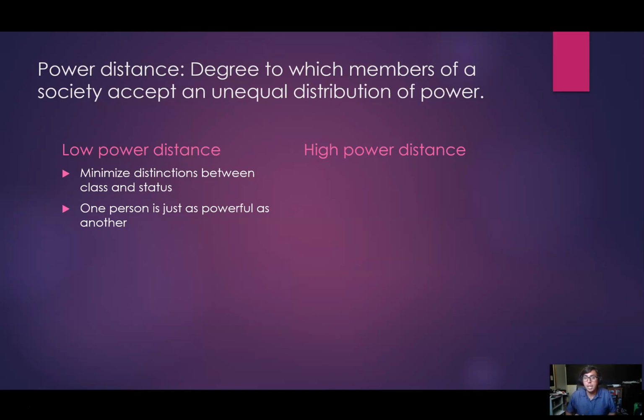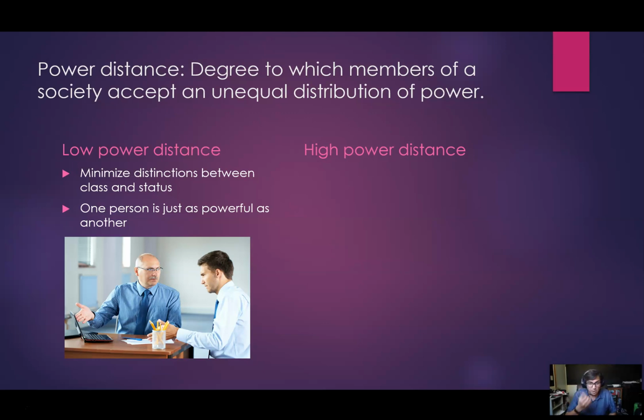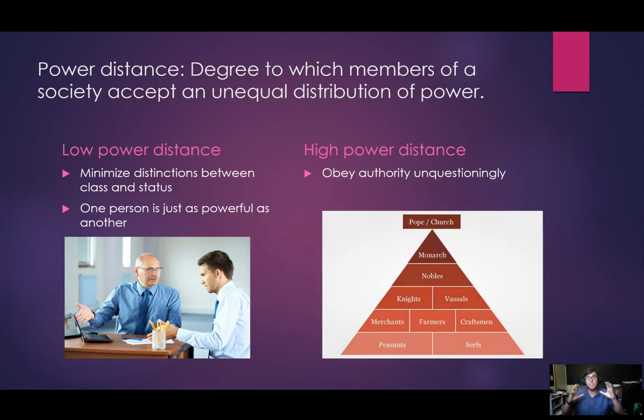of power. And in an organizational sense, we may think of low power distance as the boss that you're able to talk with. Maybe there's slight power differences, but overall we sort of get along where we can be friends with the boss. Whereas in high power distance cultures, there is a high power distance and that is accepted. So we obey authority unquestioningly in these cultures. Also, it is very much where there is a rigid hierarchy.